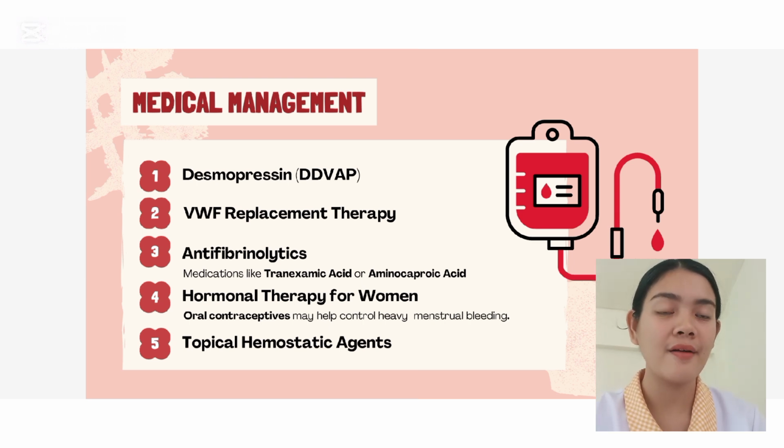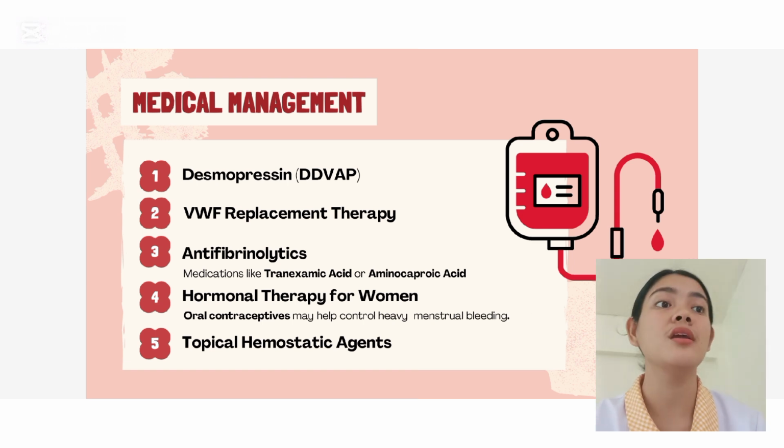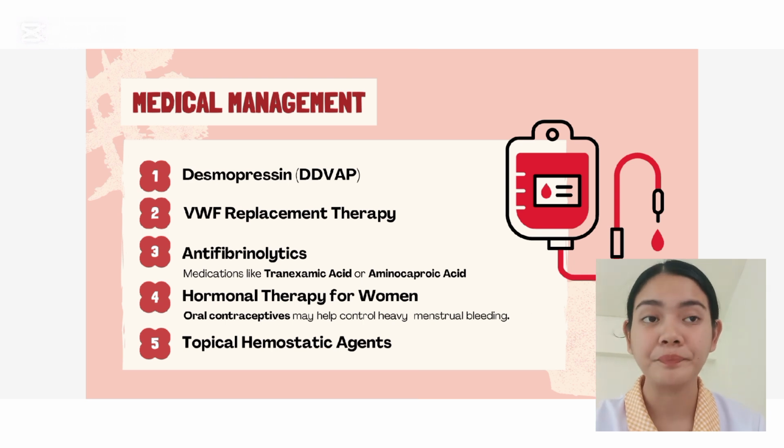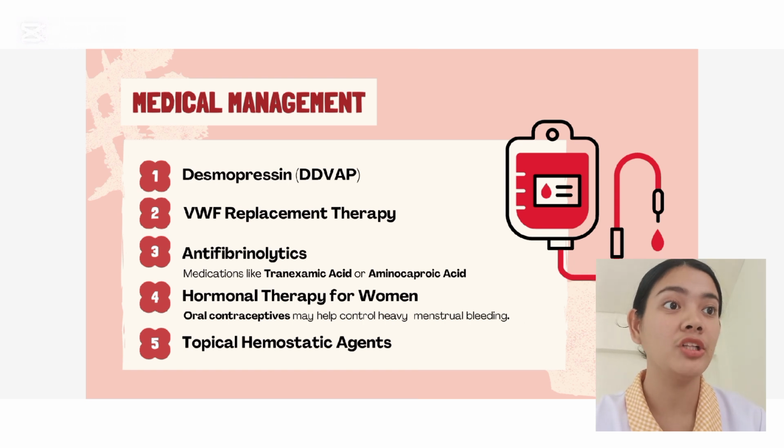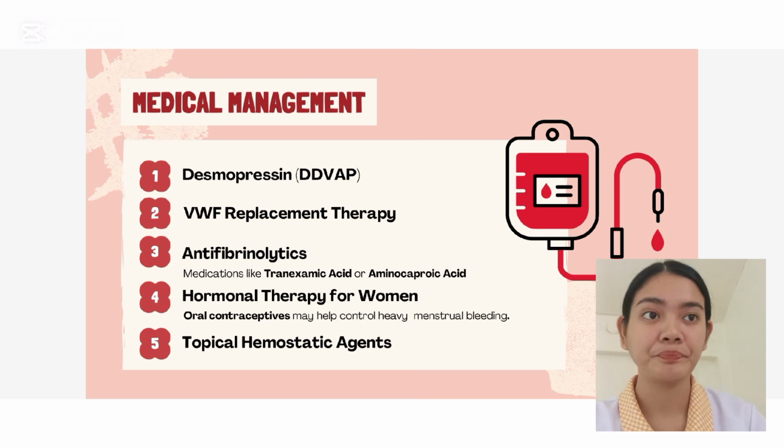Now, number one, we have desmopressin or DDAVP. Desmopressin is a synthetic hormone used to treat mild to moderate von Willebrand disease. It stimulates the release of stored von Willebrand factor and factor VIII in the body, which helps to control the bleeding. Second, we have the von Willebrand factor replacement therapy. This involves infusions of von Willebrand factor concentrates to replace the missing or defective proteins. So, it ensures proper blood clotting when natural levels are too low.